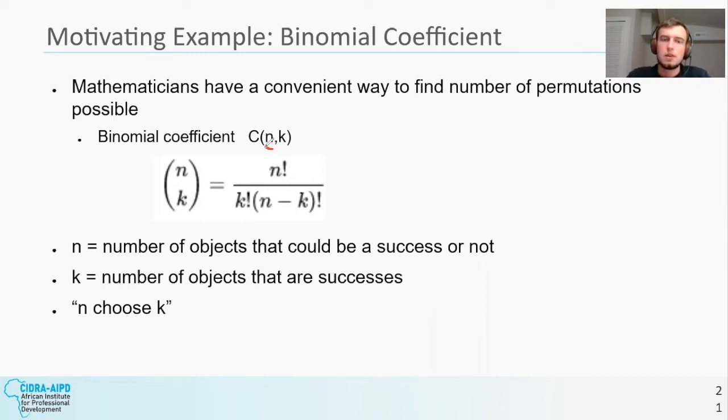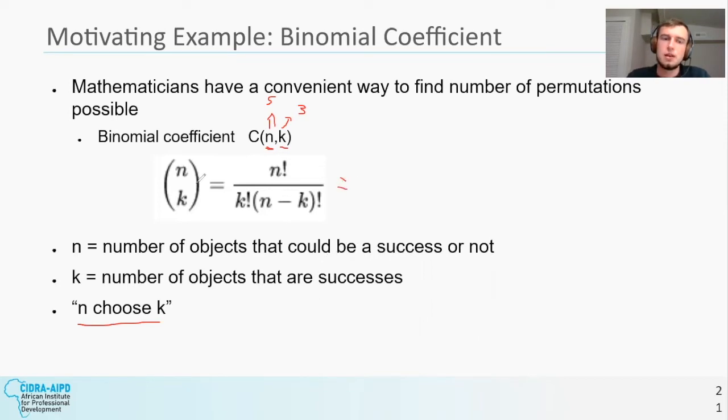So in our example, we're flipping 5 coins. The number of objects that could be a success or not is 5, because each coin could be heads or tails, and we're defining success to be heads. K represents how many objects we get that are successes. Here we want 3 of our 5 coins to come up heads. The binomial coefficient is sometimes called n choose k, because we have 5 coins and we're choosing 3 of them to be successes.